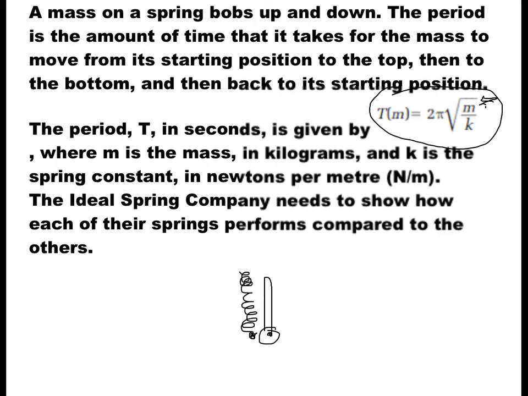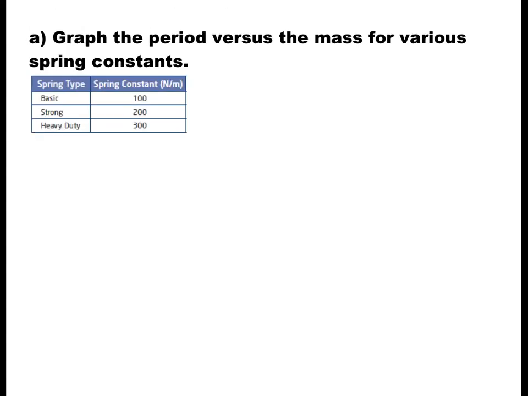The following table of values is given. The first part of the problem says graph the period versus the mass for various spring constants. If basic has a k value of 100, strong is 200, and heavy duty is 300. Just remember that the function T is equal to 2 pi square root of m over k. So for T basic, T of B, the function is 2 pi square root of m over 100.